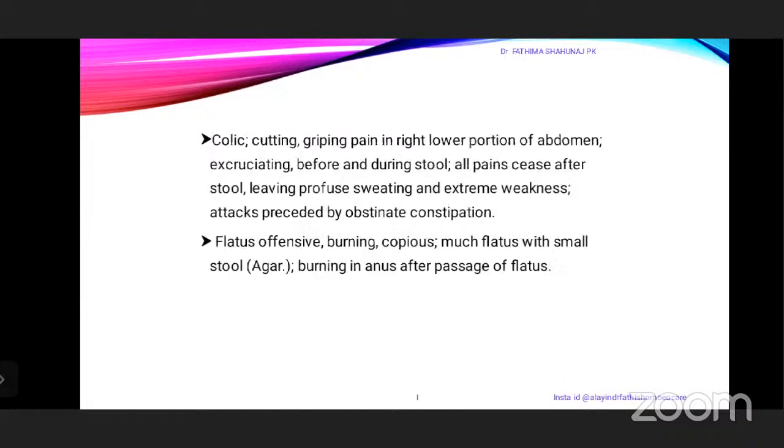And next, about podophyllum: gripping pain in the right lower portion of the abdomen, excruciating before and during stool. All pain stops after stool, leaving profuse sweating and extreme weakness, attack preceded by absolute constipation. Flatus offensive, burning, much flatus with the small stool and burning in anus after flatus. And this symptom is compared with agaricus.